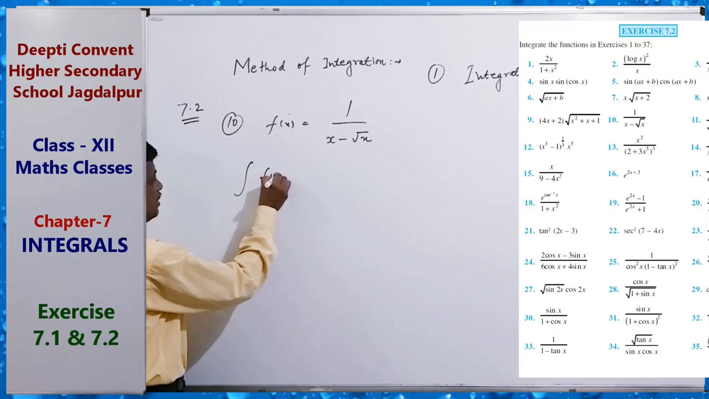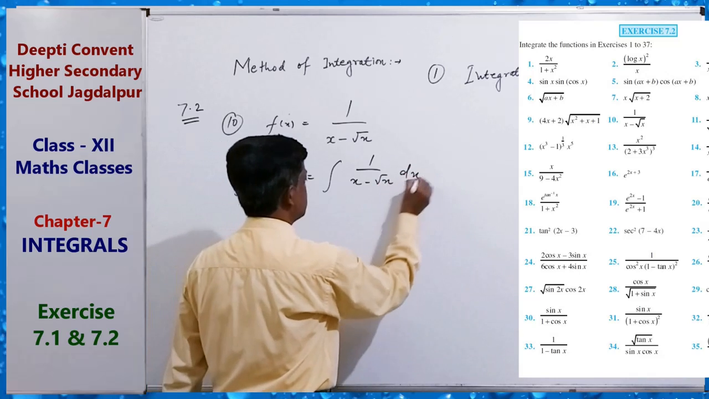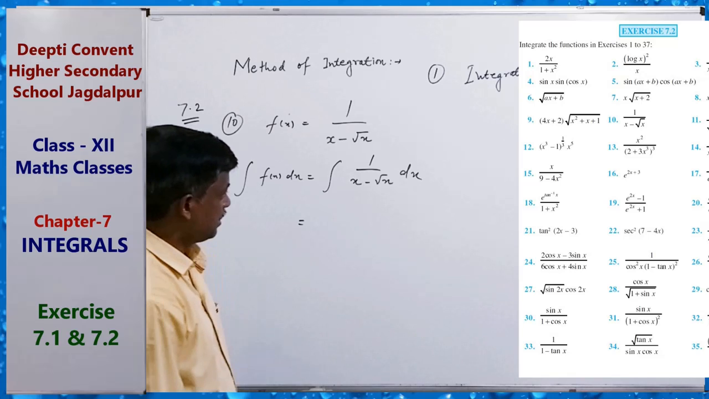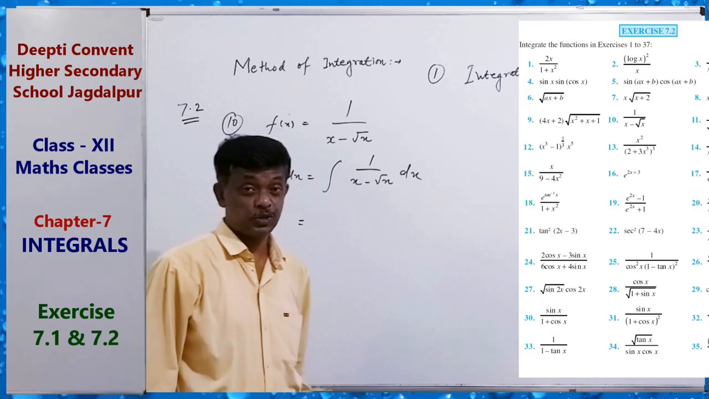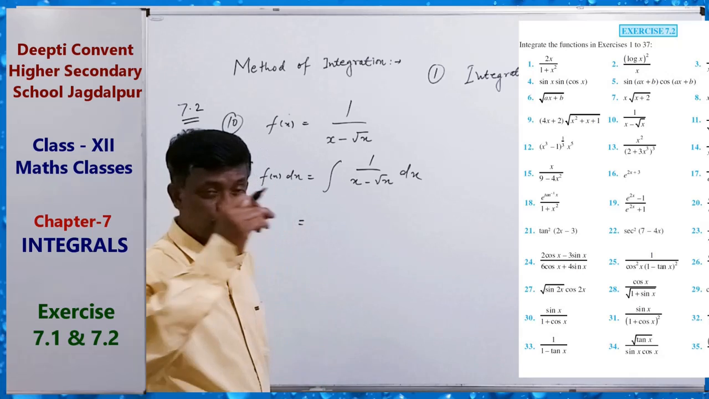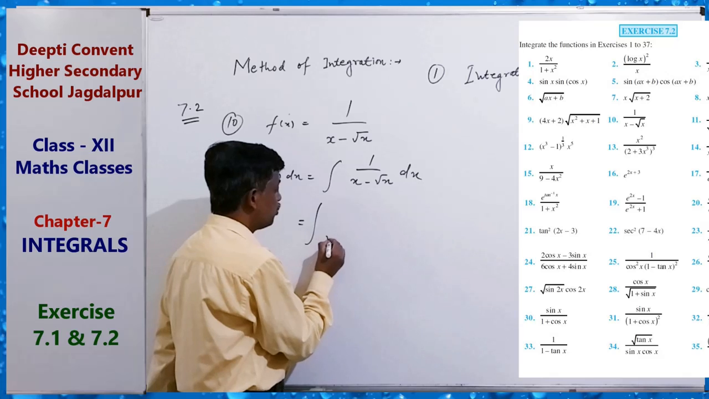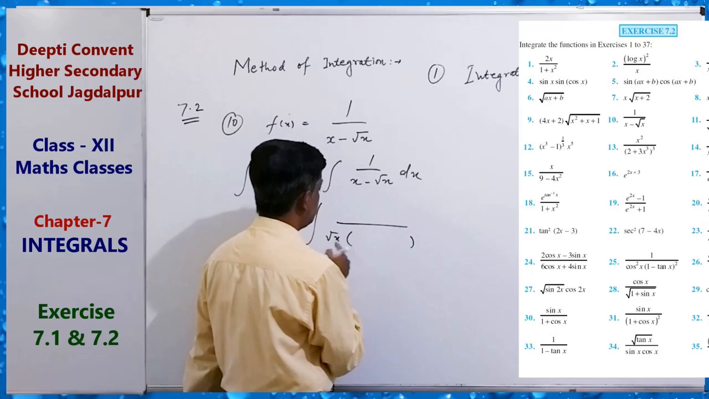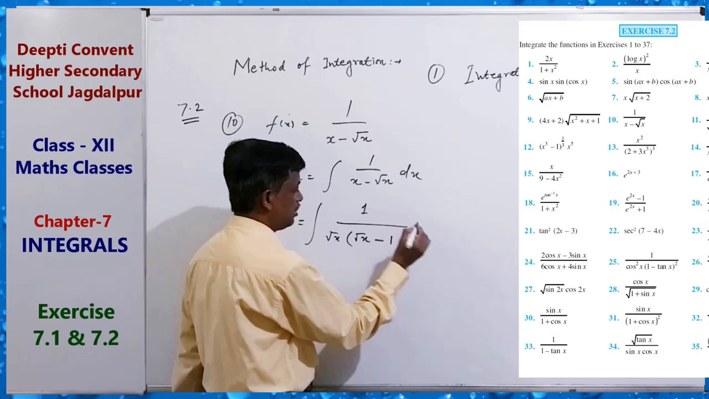Here the integration of f(x) dx means the integration of 1 upon x minus root x dx. How can we adjust here? Root x is also there. We know that the derivative of root x equals 1 upon 2 root x. So we are trying to get root x in the denominator. Taking common root x from the denominator, root x into root x means root x minus 1 dx. We can write it like this.